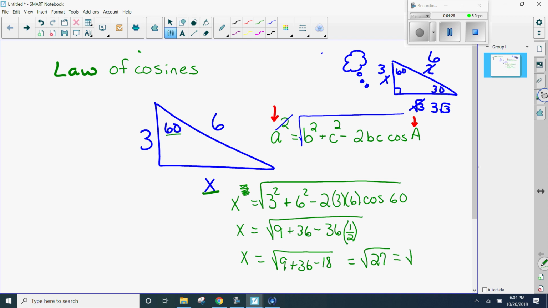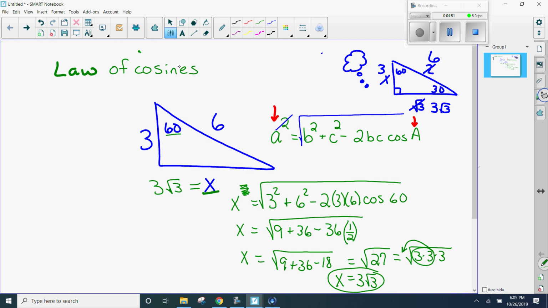And if you simplify that, that is 3 times 3 times 3, or 9 times 3. That pair of 3's can come out, and you find out that x is equal to 3 radical 3. And that is what you are looking for. We know that's what the value is going to be because I know it's a special triangle. It's a 30, 60, 90 triangle.